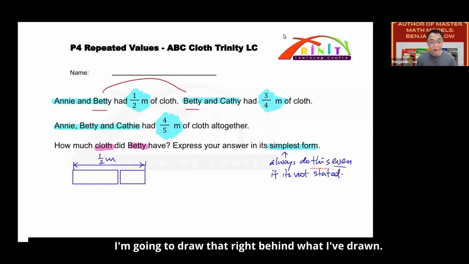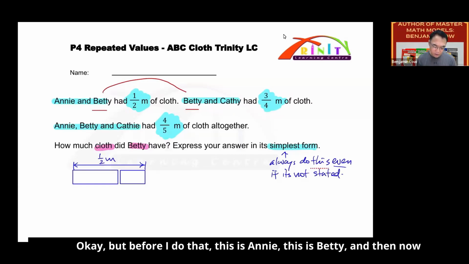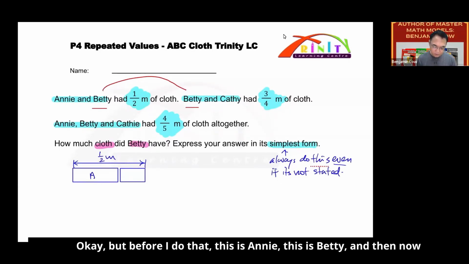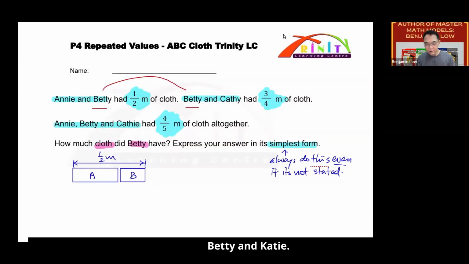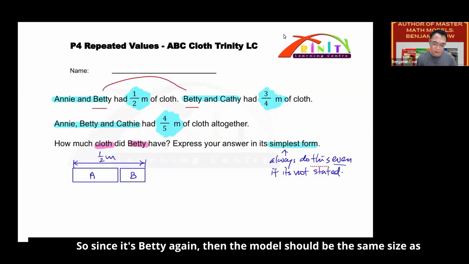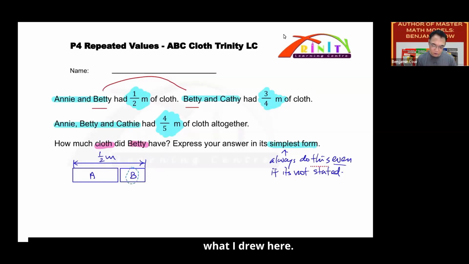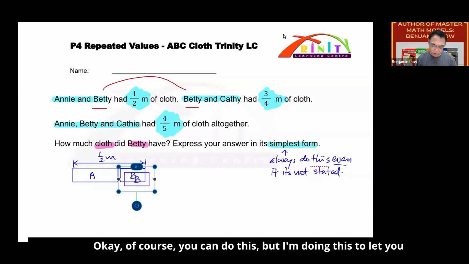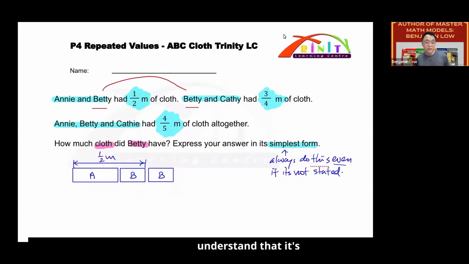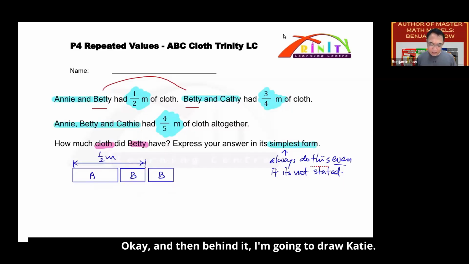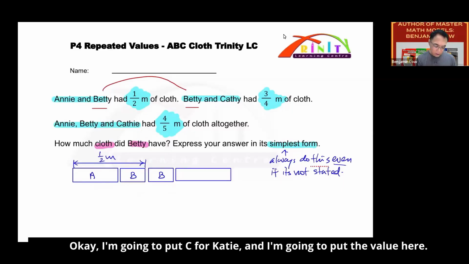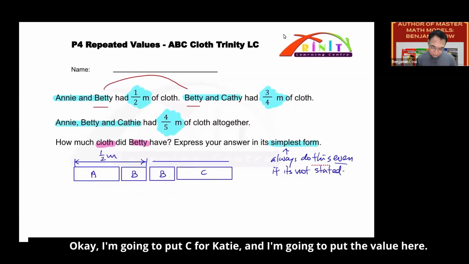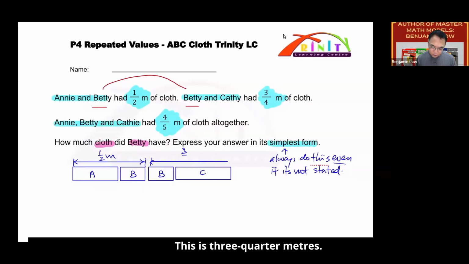I'm going to draw that right behind what I've drawn. This is Annie, this is Betty, and now I'm going to draw Betty and Katie. Since it's Betty again, the model should be the same size as what I drew here. Of course, you can't do this, but I'm doing this to let you understand that it's actually the same model of the same size. Behind it, I'm going to draw Katie. I'm going to put C for Katie, and I'm going to put the value here. This is 3/4 meters.